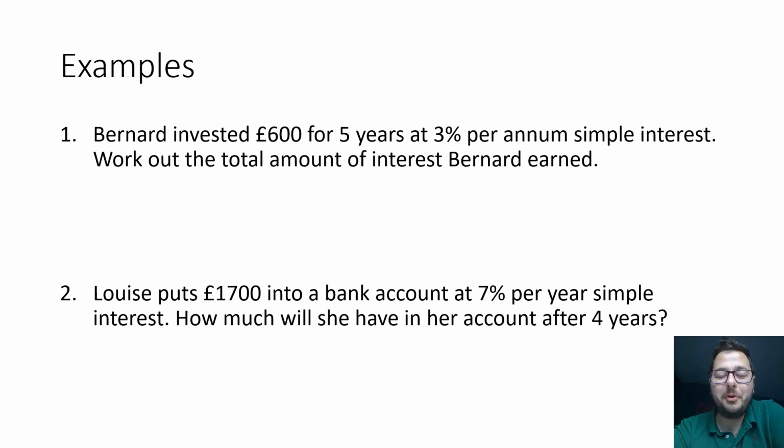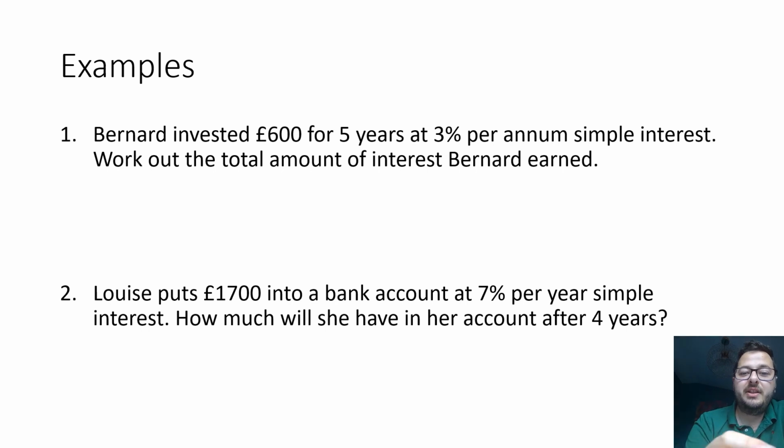All right then, so here's a couple of questions to have a go at. Pause the video, try them yourself, otherwise we'll do them together. Okay, so number 1: Bernard invested £600 for 5 years at 3% per annum simple interest. Work out the total amount of interest Bernard earned.